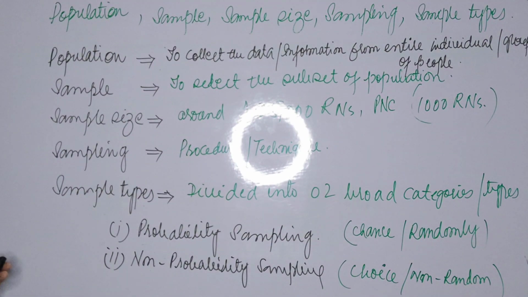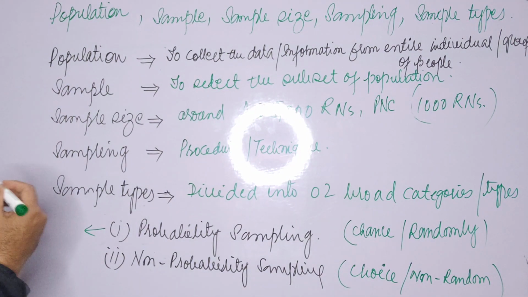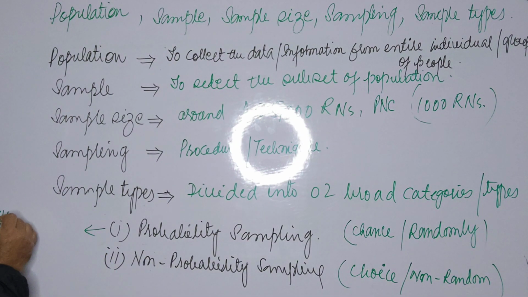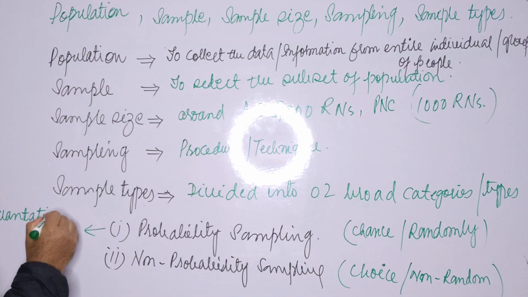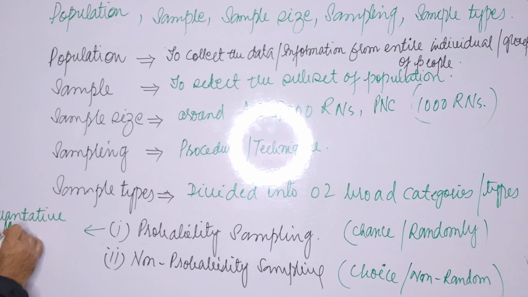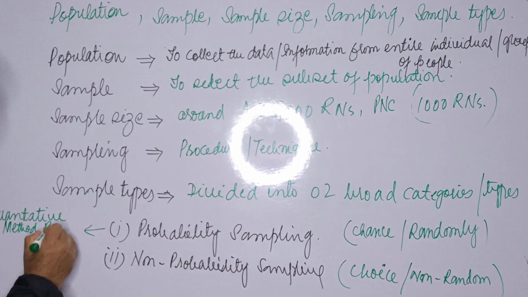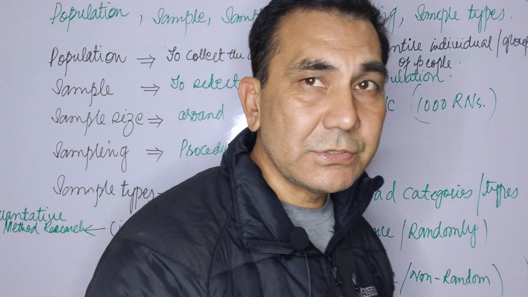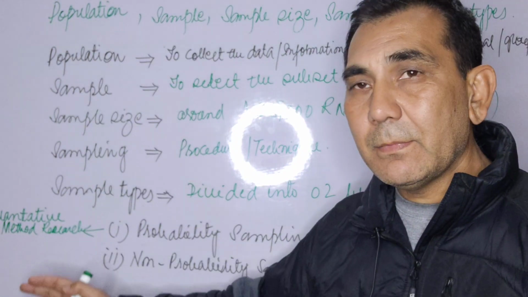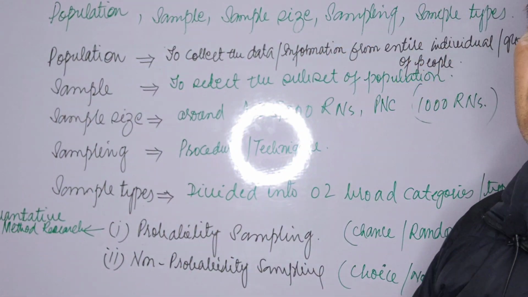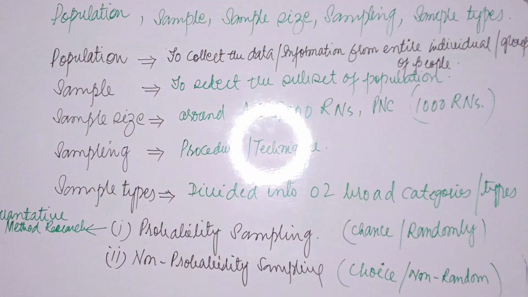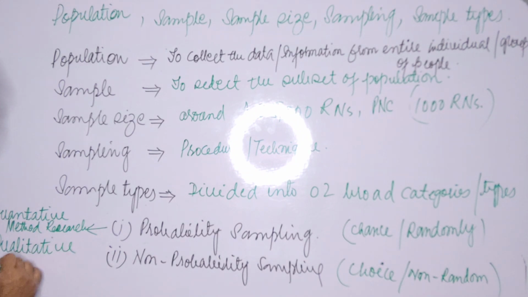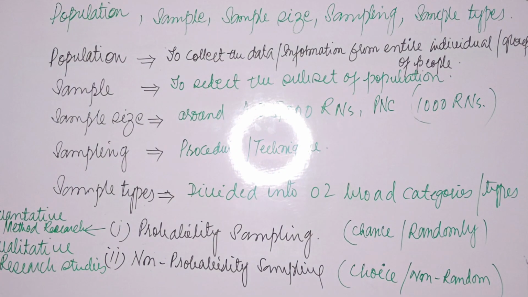Now, probability sampling is mostly used in quantitative studies, the quantitative research methodology. There are two types of research studies. One is called quantitative research studies, and the second one is qualitative studies. And non-probability sampling is mostly used in qualitative research studies.